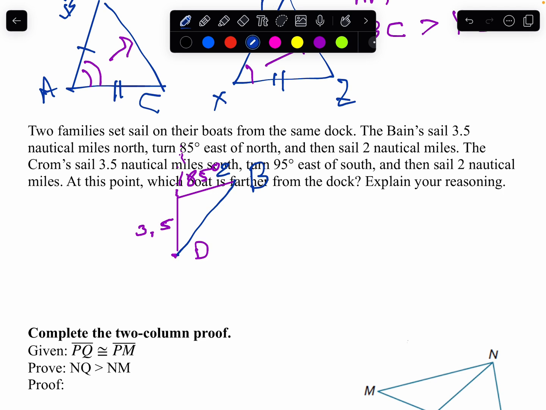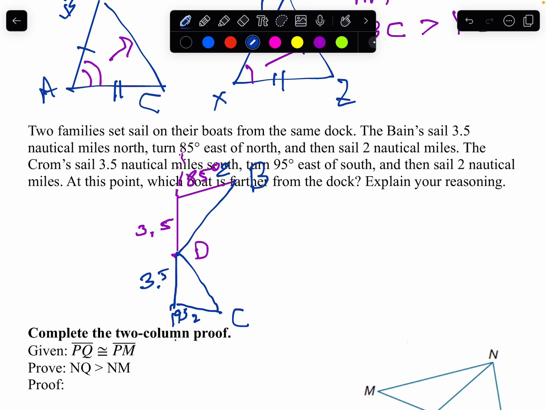Now compare that to the Croms. The Croms, they went 3.5 miles straight south. And then at that point, instead of keep on going south, they went east also. So they went east. So this is 3.5, and that's 2. And then, like we said, we went 95 degrees east of north. And this is where the Croms ended up at. Notice we got two sides the same. Now, the one thing to notice is these two sides, we don't have an angle in between them, though, do we? My angle is on the outside.